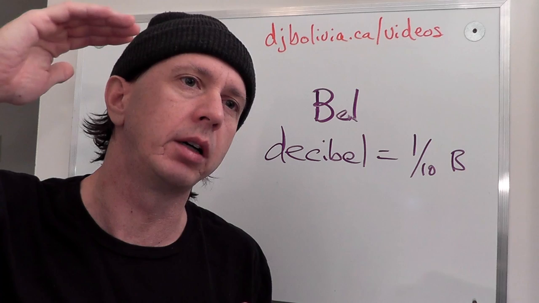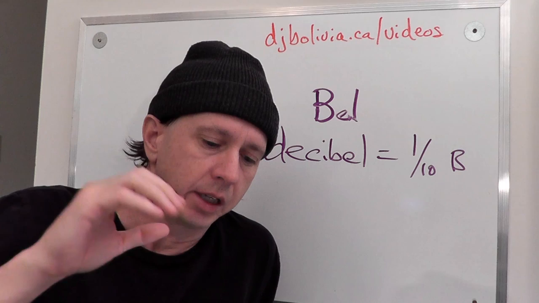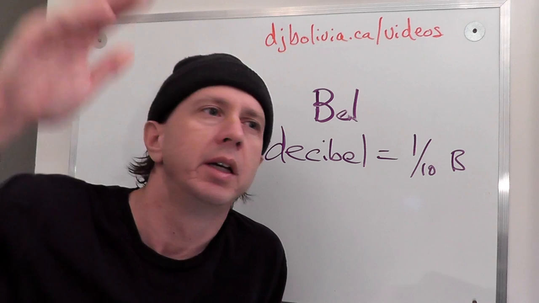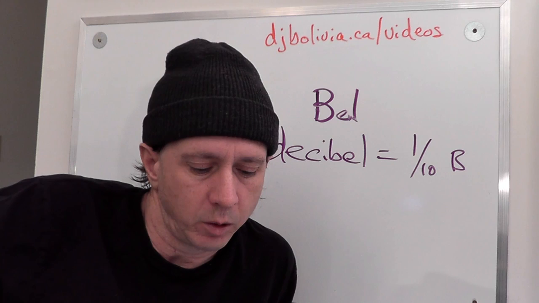Okay, but the difference in the amount of power in the system between that threshold of audibility and the threshold of pain is about a trillion times as much power. Now, what's interesting is that they've come up with this system of measurement, decibels, which is used to measure how much power.